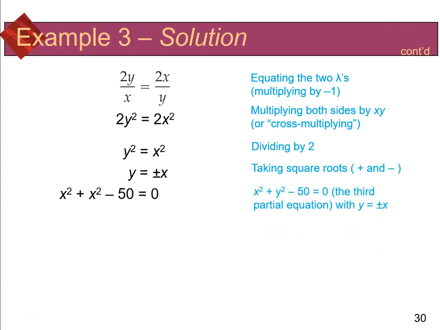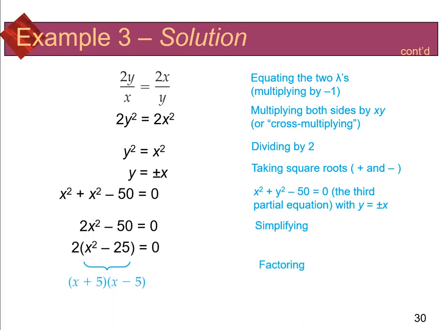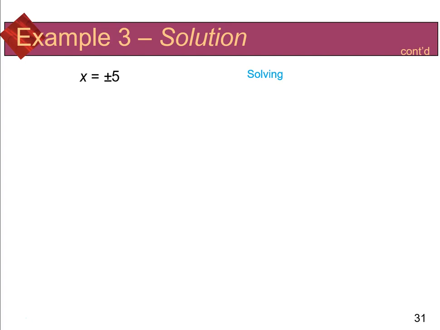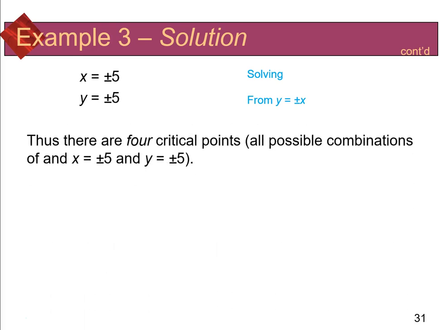And so if I plug this into my constraint equation, I would get that x could equal 5 or negative 5, and y could equal 5 or negative 5. So I'm going to get 4 critical points: (5, 5), (5, negative 5), (negative 5, 5), and (negative 5, negative 5). Those are my critical points.